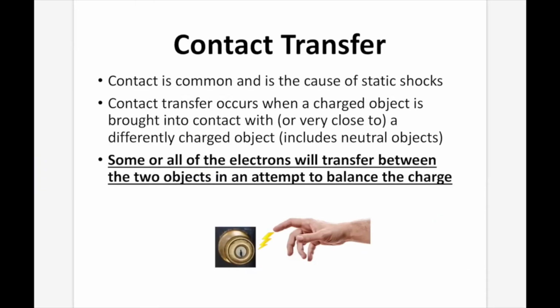Contact transfer. Contact is common and is the cause of static shocks. Contact transfer occurs when a charged object is brought into contact with, or very close to, a differently charged object. This includes neutral objects. Some or all of the electrons will transfer between the two objects in an attempt to balance the charge.